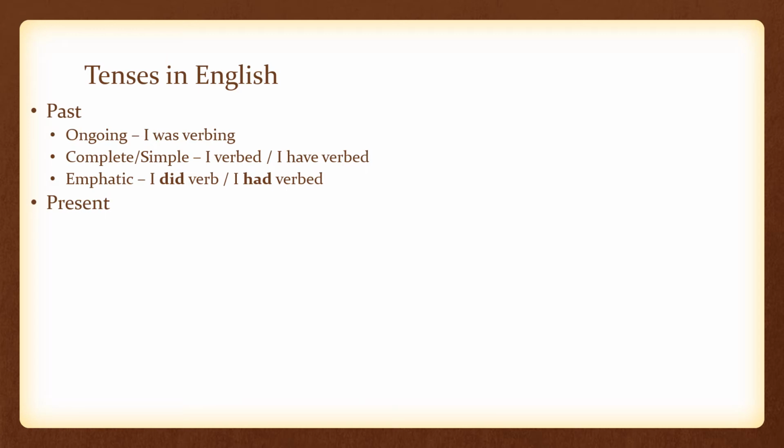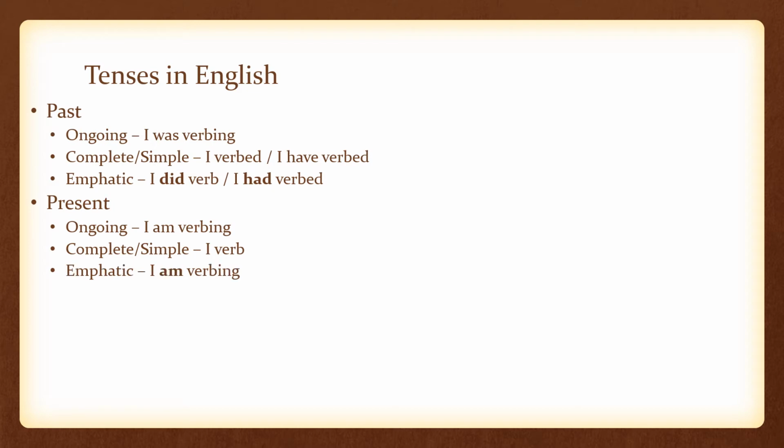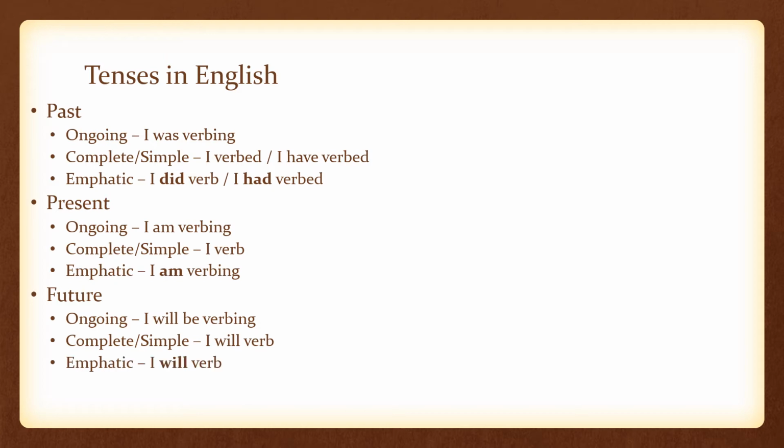We also have the present tense. Ongoing, I am verbing. Complete or simple, I verb. Emphatic, I am verbing. In the future tense, we have ongoing, I will be verbing. Complete or simple, I will verb. Emphatic, I will verb.